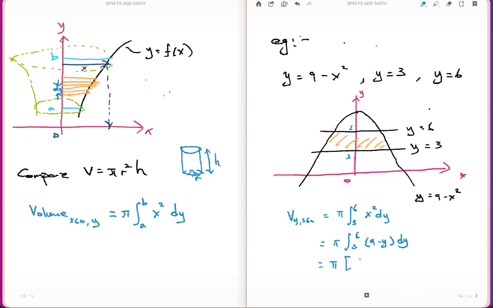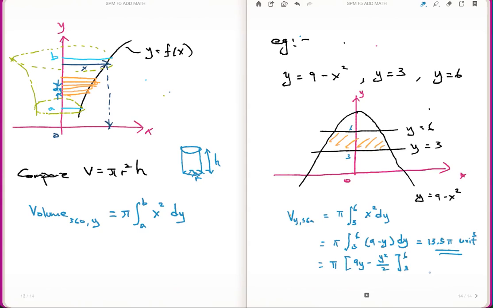This is 9y minus y squared over 2, from 3 to 6. You have an equation. You have a scientific calculator these days. You are able to just key in this part. You get the answer. Look into your menu, your scientific calculator. It should give you the answer, and eventually you will get the answer to be 13.5. Don't forget about your pi, and this is volume, so therefore it's unit cube. That should be the answer.